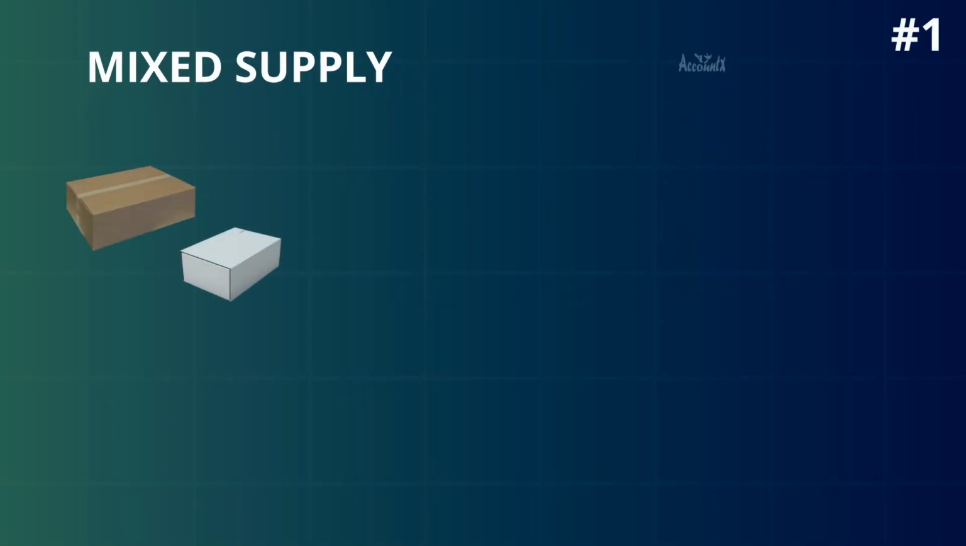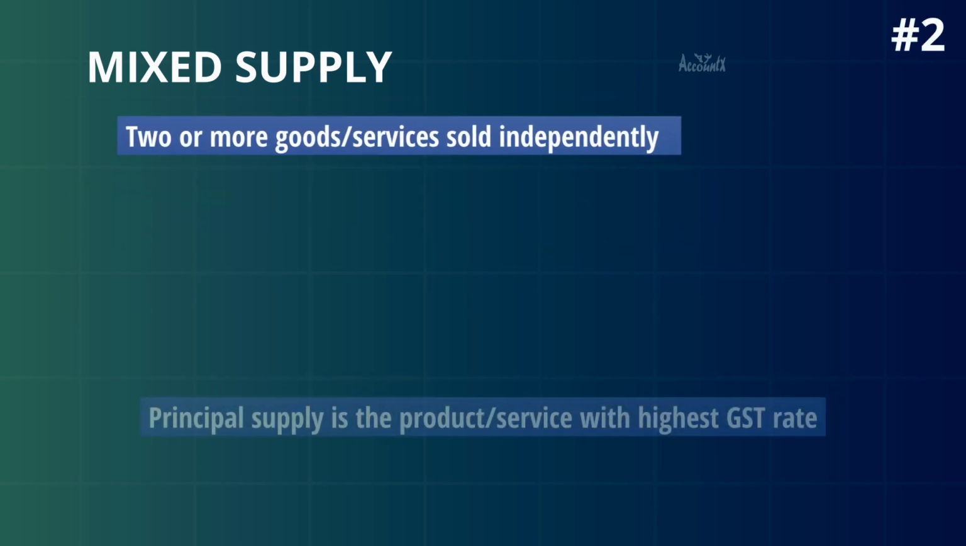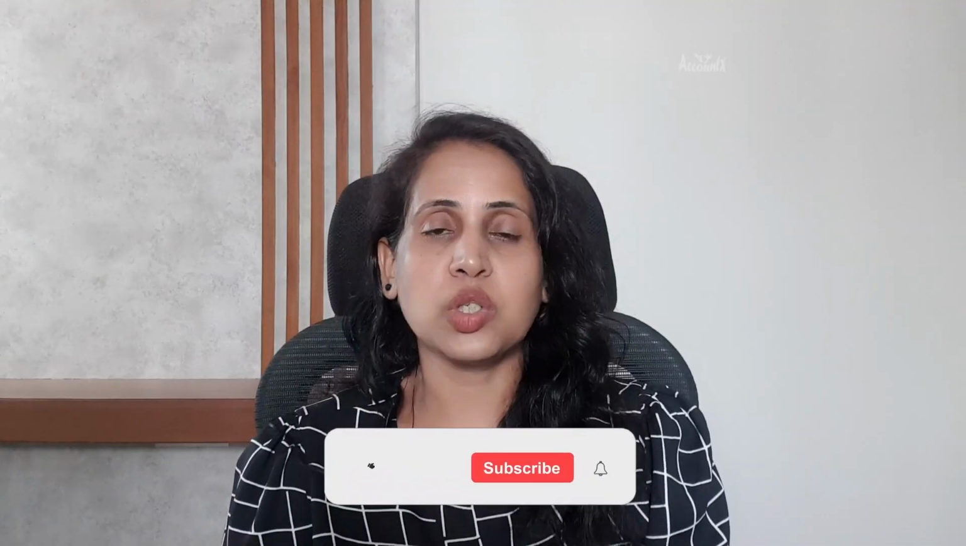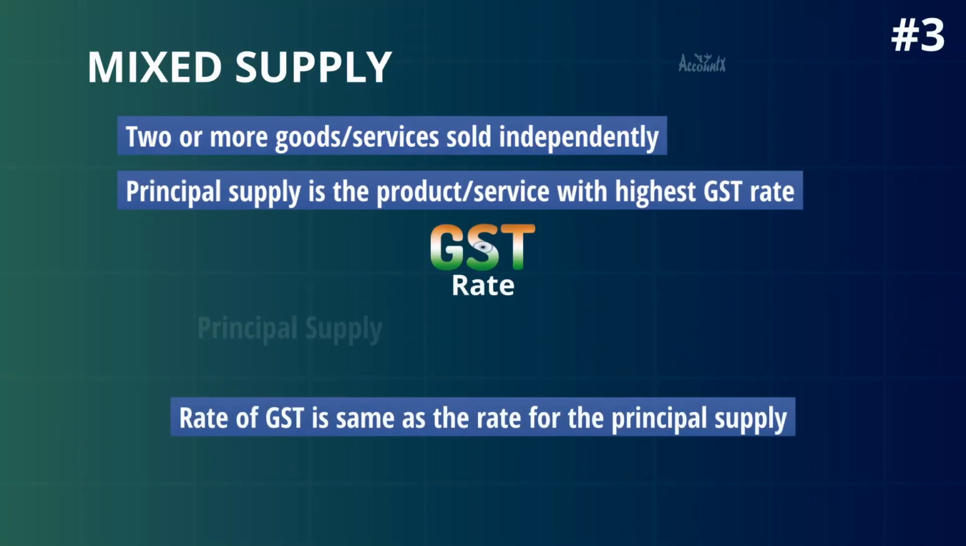Now, mixed supply. Here also you need to remember three aspects. 1. Here, two or more independent products or services are offered together as a bundle, but these can also be sold separately. 2. Principal supply here is the good or service with highest rate of GST, whether or not this is the main supply, unlike composite supply where main product or service was considered as principal supply. 3. Rate of GST is the rate as applicable for the principal supply.